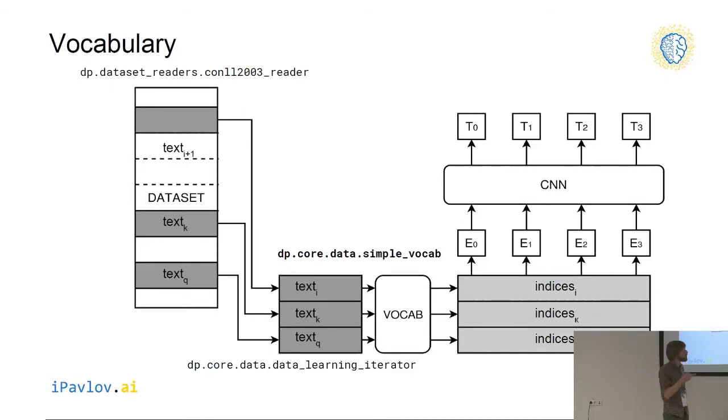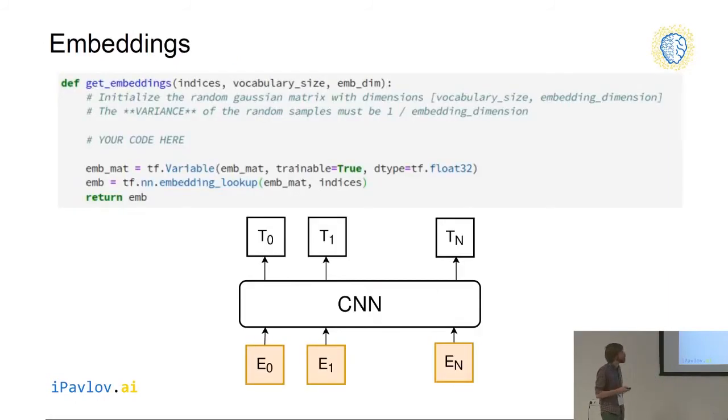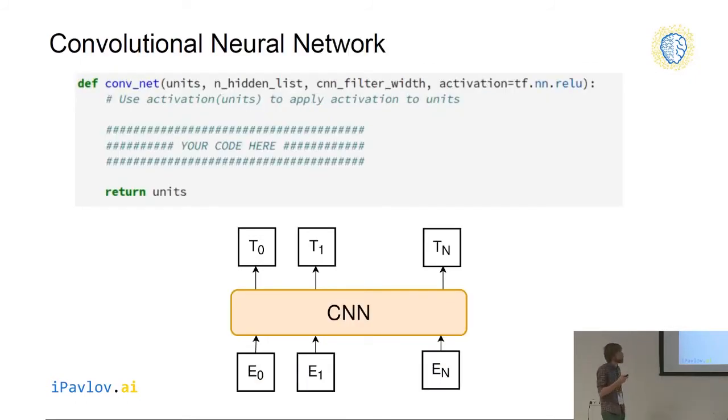What you're going to do in this tutorial is build the heart of the whole system. It's a neural network along with embeddings. You need to generate embeddings. Firstly, you need to initialize a random matrix of embeddings and put this matrix into an embedding lookup. The second thing, you need to build a convolutional neural network. Don't be scared. You will have some examples of convolutional layers. Here you need to build a multi-layer convolutional neural network.